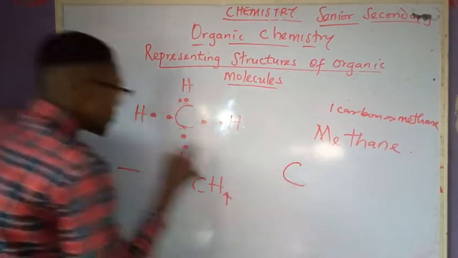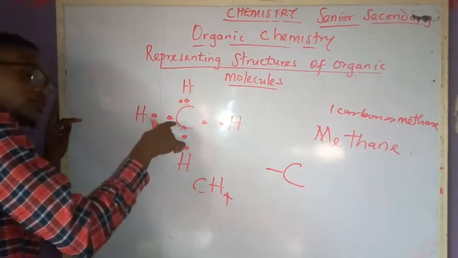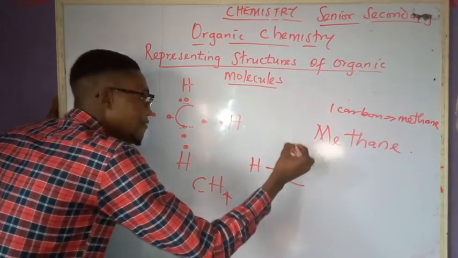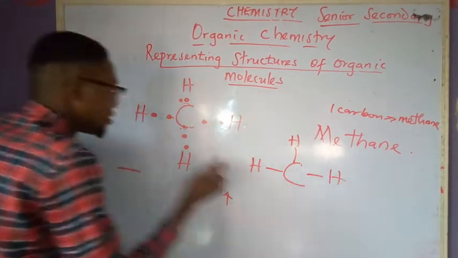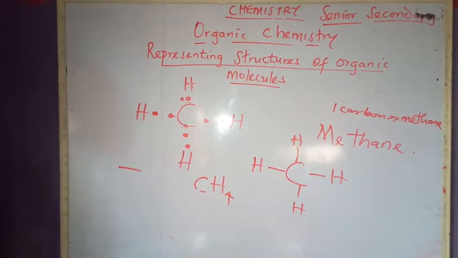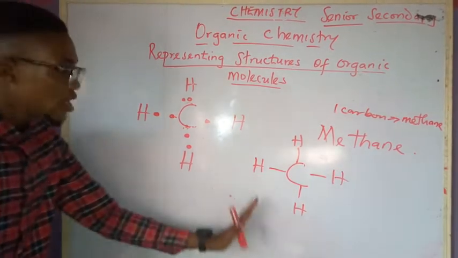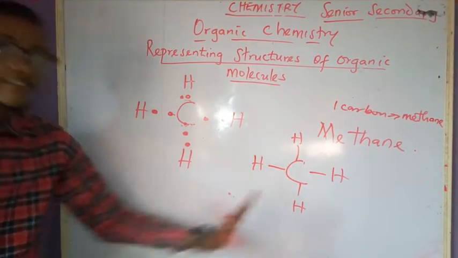So I can write carbon, and we have 2 electrons. This single line stands for the 2 electrons. I put my hydrogen. These 2 electrons I have hydrogen, these 2 electrons I have hydrogen, these 2 electrons I have hydrogen. So that's the first way. I can represent methane this way, or I represent it as this.